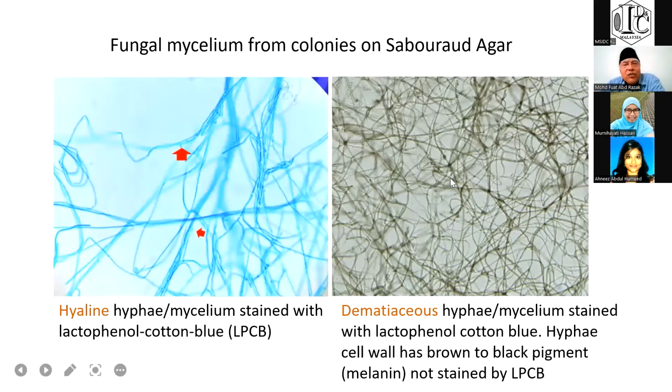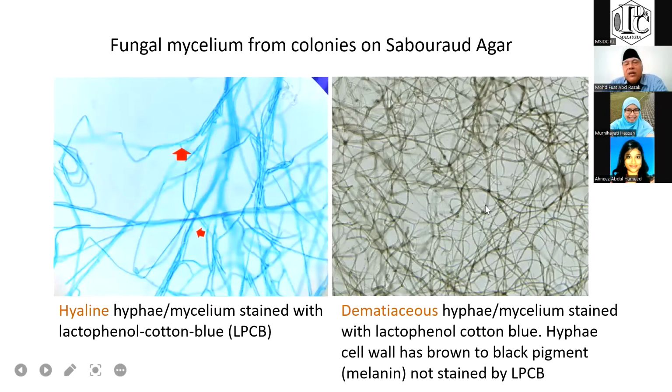So first of all, when you look under the microscope, of course you will see hyphae. Next, you have to identify whether the hyphae is hyaline or dematiaceous. Hyaline means it has no pigment on its cell wall. So when you stain the hyphae with LPCB, it will turn blue.